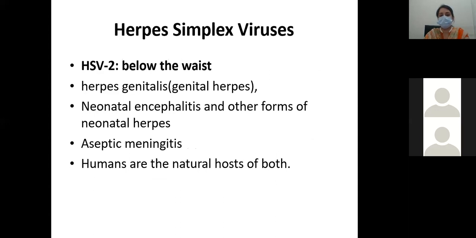Next, herpes simplex virus type 2. In type 2, the lesions are always below the waist. Always remember, in type 1 the lesions are above the waist, while in type 2 the lesions are always below the waist. There is also herpes genitalis, that is genital herpes, and neonatal encephalitis and other forms of neonatal herpes. There is also septic meningitis, and humans are the natural host of both type 1 and type 2.